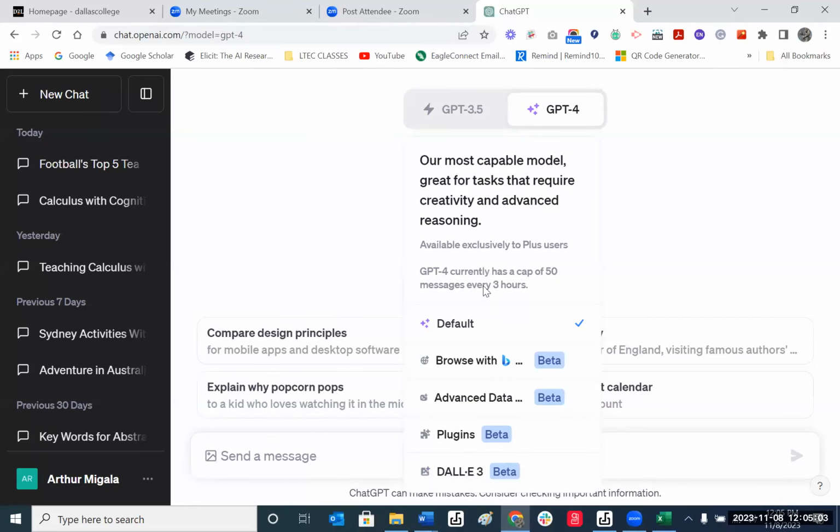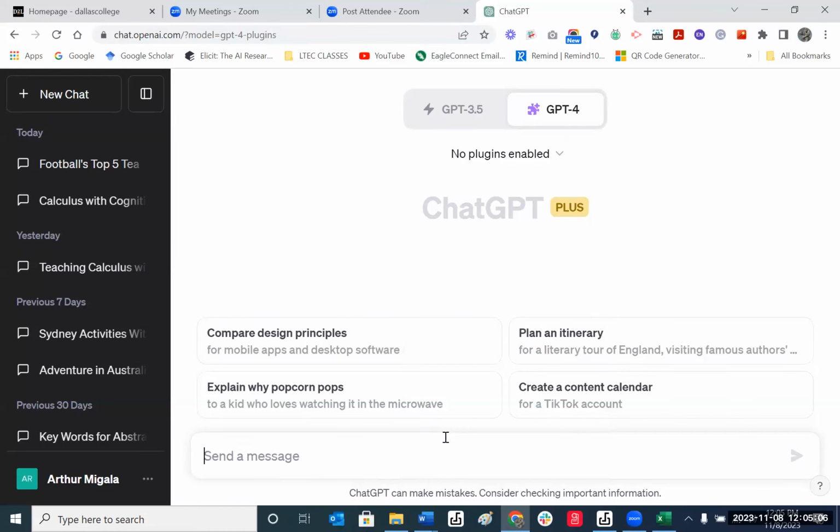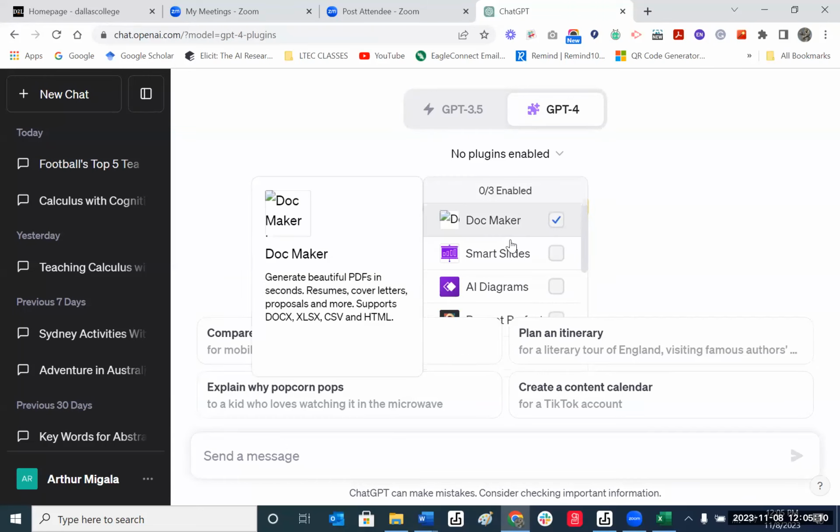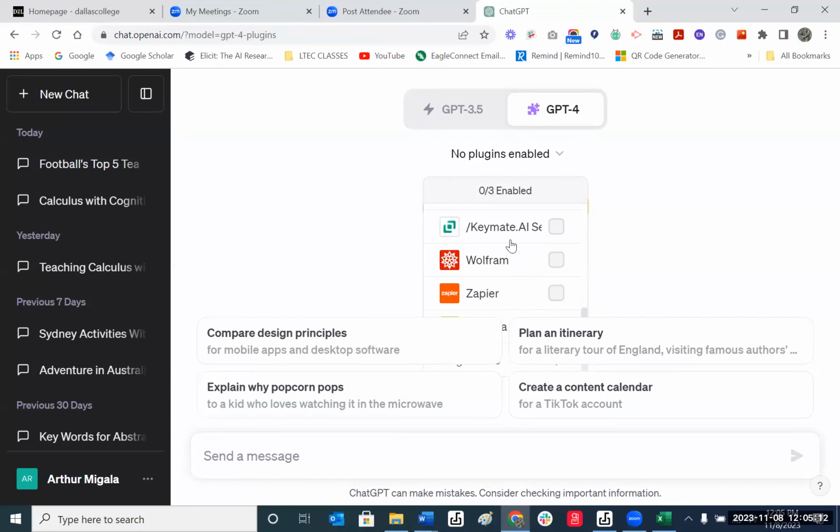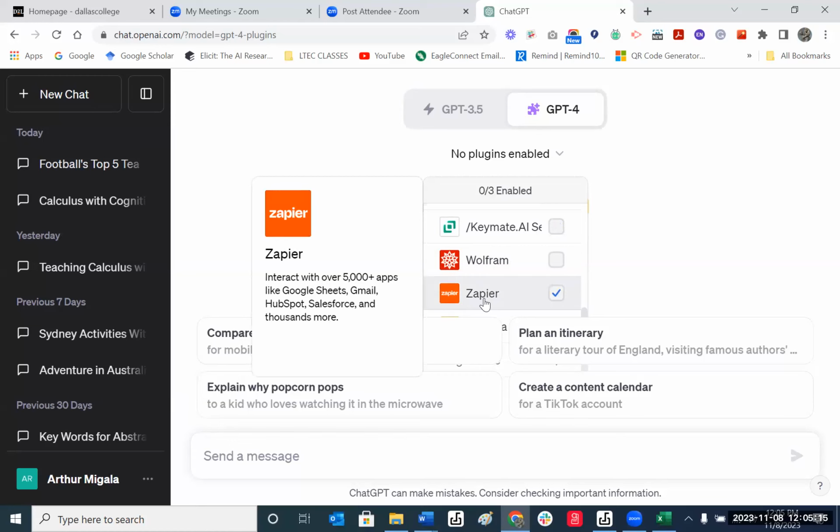So now with these plugins, you can pick whatever ones you want to put in there. Oh, it has both. I didn't know this. I've never looked at the plugins.